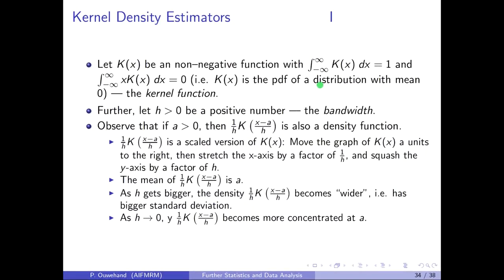Finally, let's have a look at kernel density estimators. Suppose that k of x is a non-negative function whose integral is 1, and for which the integral of x k of x dx is equal to 0.